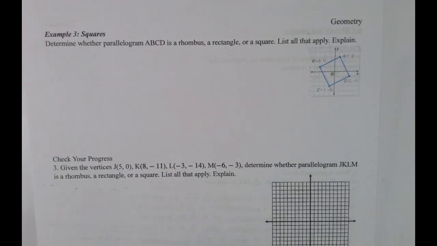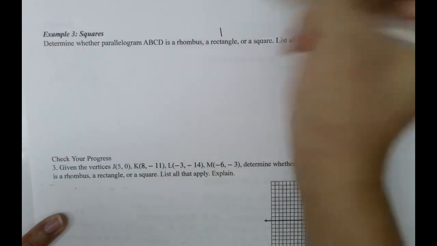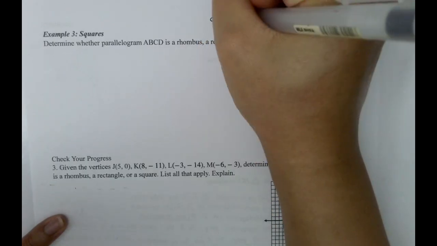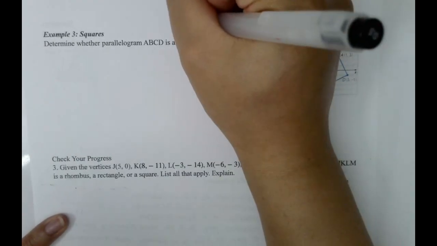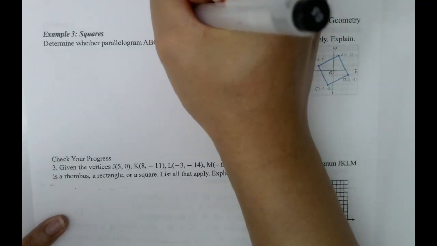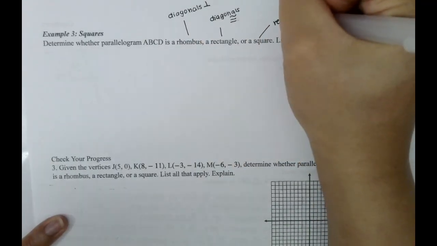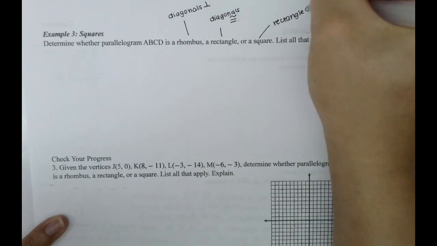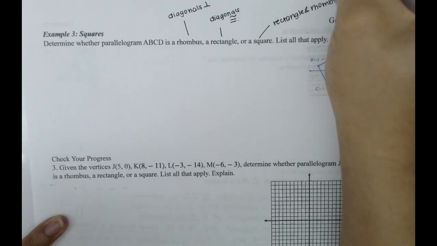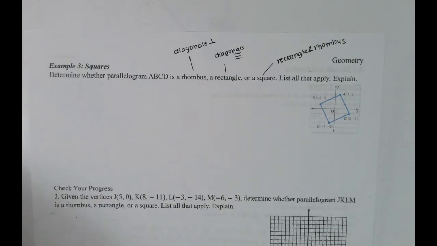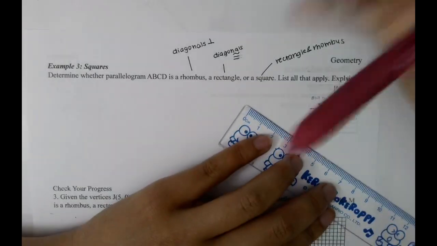So first, I'm going to look at several properties of them. I'm going to use the rectangle one, the fact that the diagonals are congruent. For a rhombus, I'm going to use that the diagonals are perpendicular. And then a square is both a rectangle and a rhombus, so if it meets both of these, then it's going to be a square. Okay, so then let me draw my diagonals. I don't have to, but it just helps me to see it a little bit clearer.